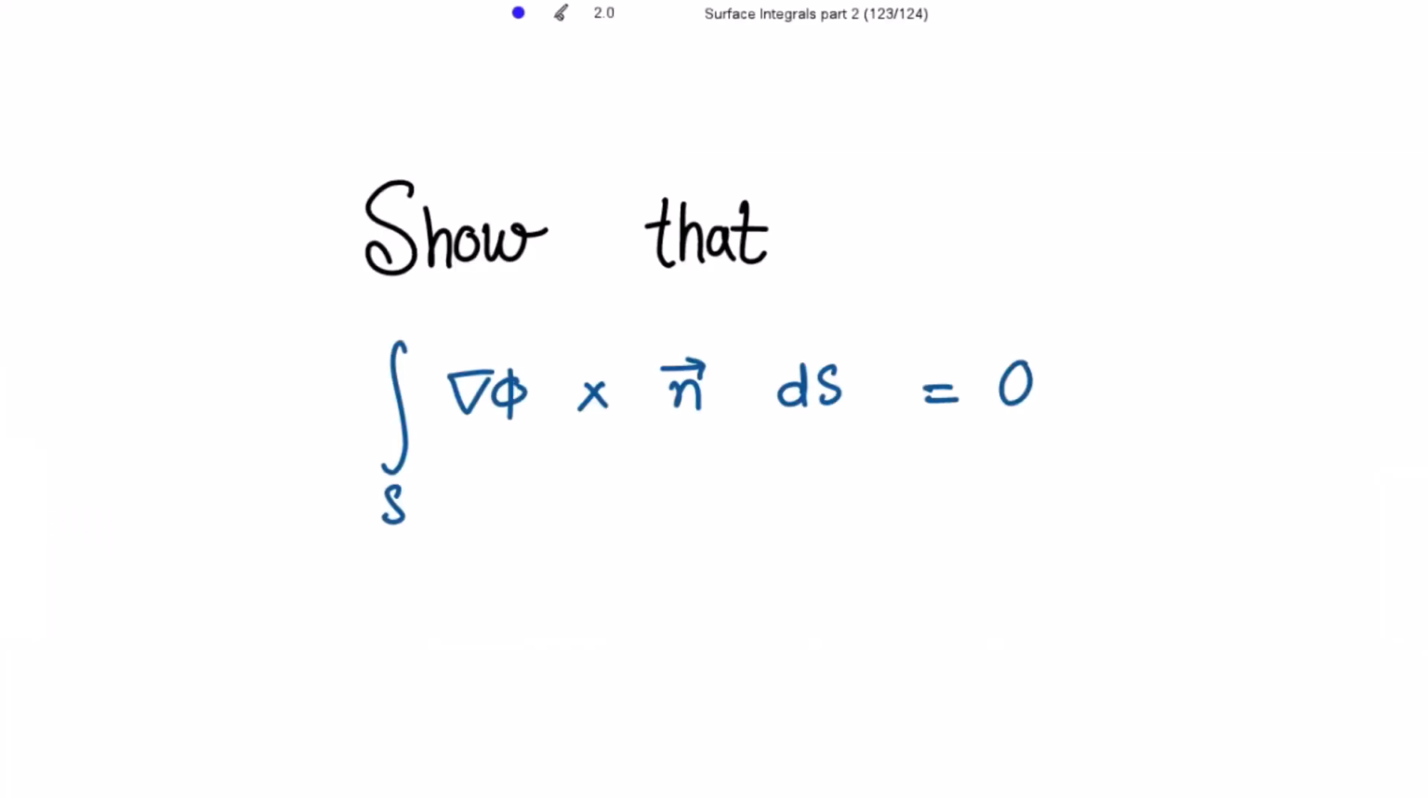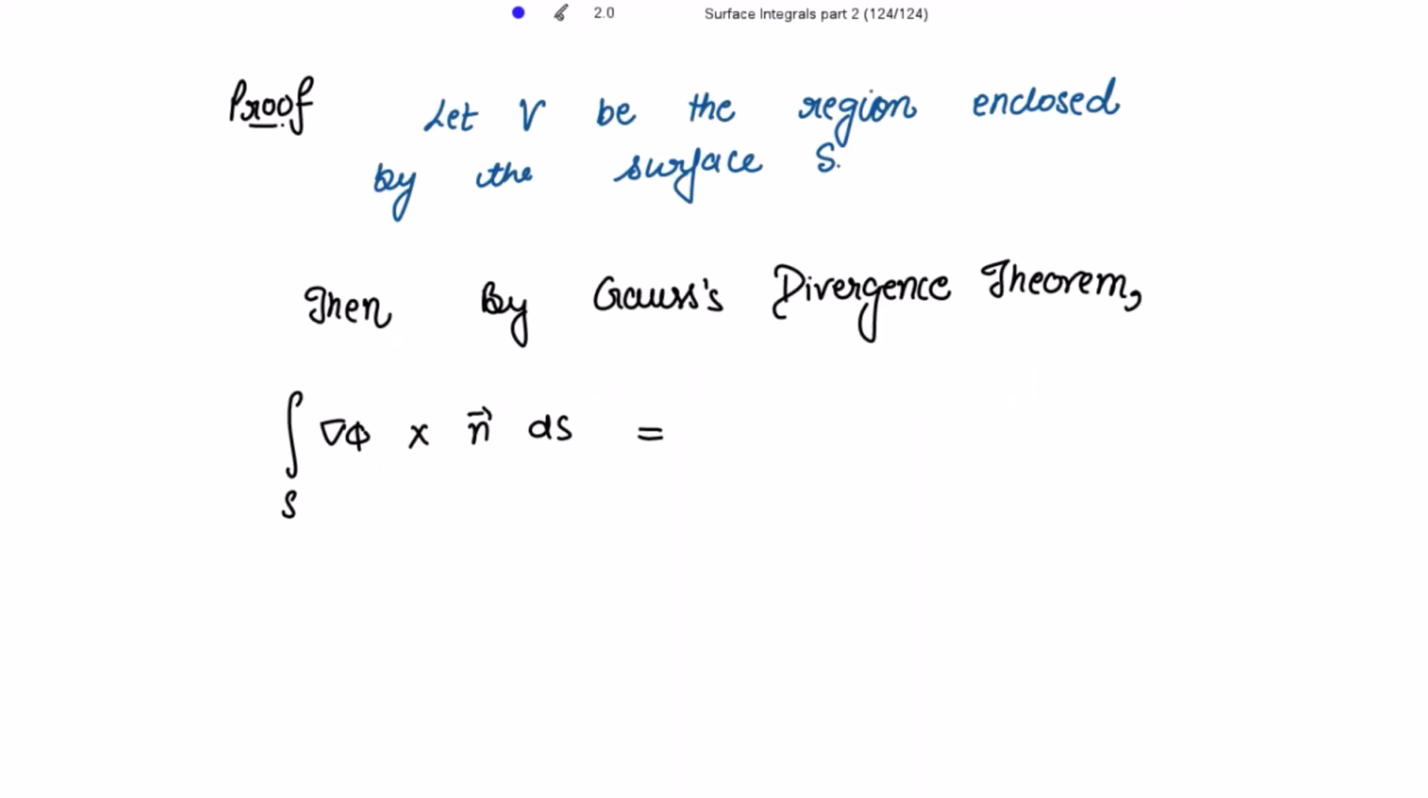Show that the surface integral of the cross product of del phi with n vector is equal to 0. For this we need to use the Gauss Divergence Theorem. Let V be the region enclosed by the surface S. Then by Gauss Divergence Theorem, this given integral is equal to the volume integral of curl of del phi dV.